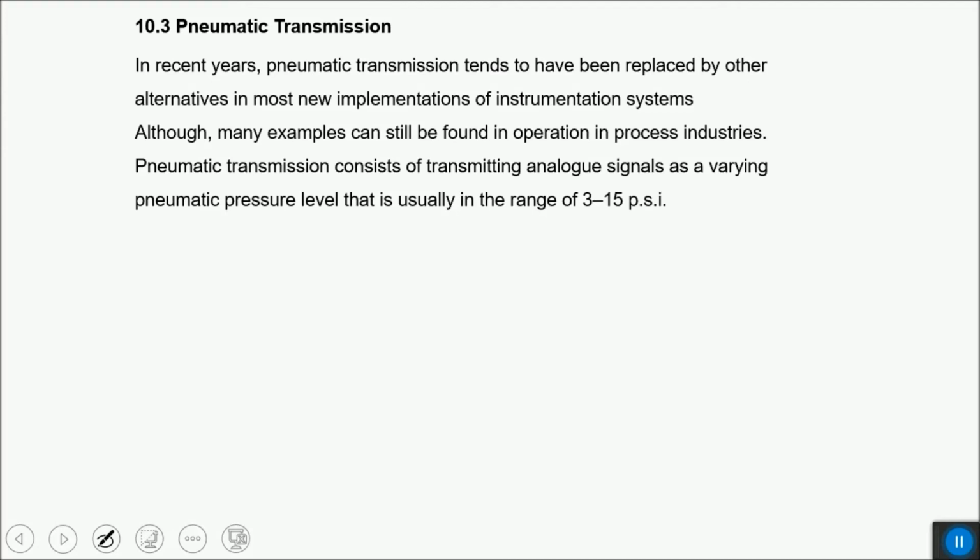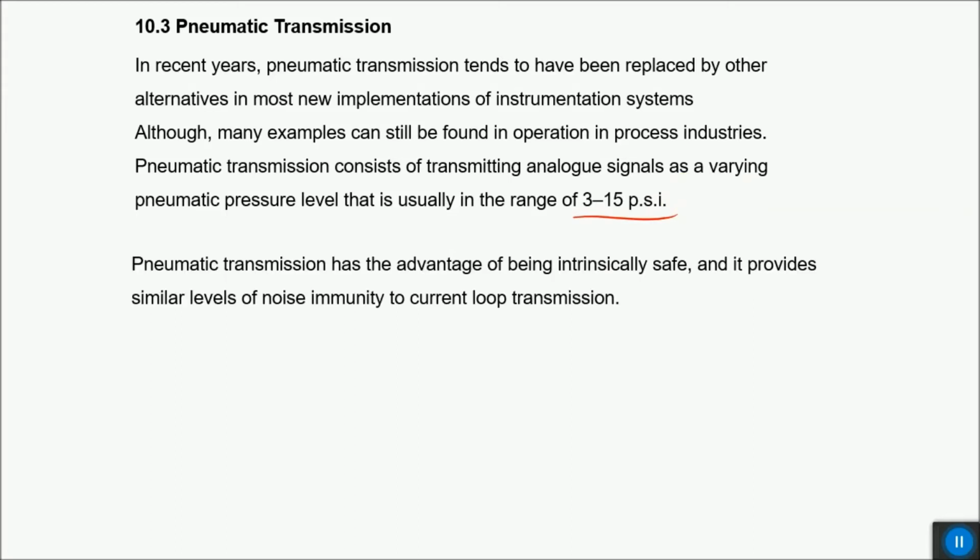Pneumatic transmission consists of transmitting your analog signals as a varying pneumatic pressure level that is usually in the range of 3 to 15 psi, and that is similar to the 4 to 20 milliampere current, if you see here. So this 3 psi pressure is just to power up that system.